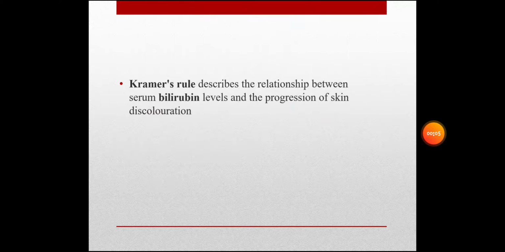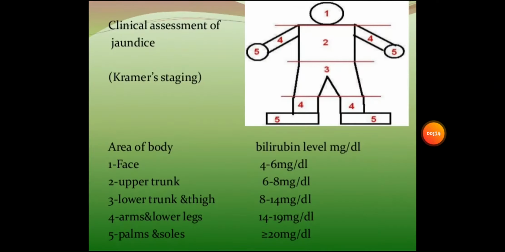Hello everyone. Today we'll be talking about Kramer staging in jaundice. Kramer's rule describes the relationship between serum bilirubin levels and the progression of skin discoloration.